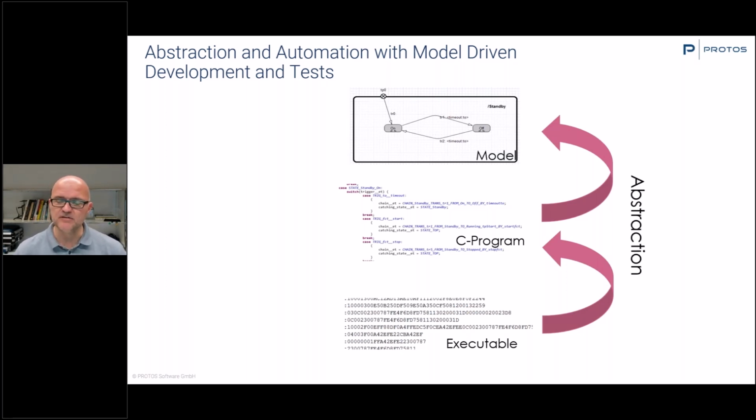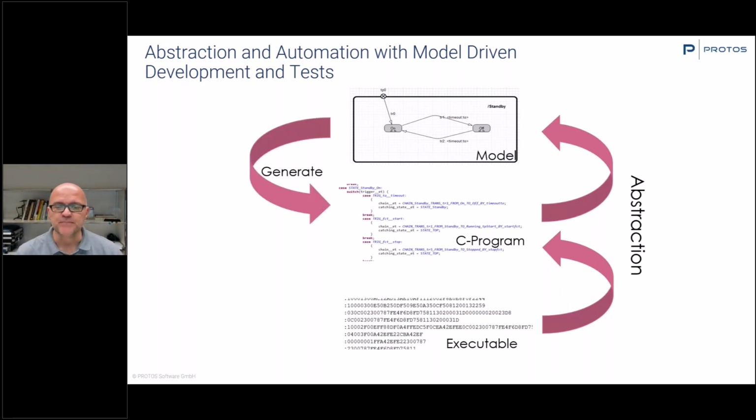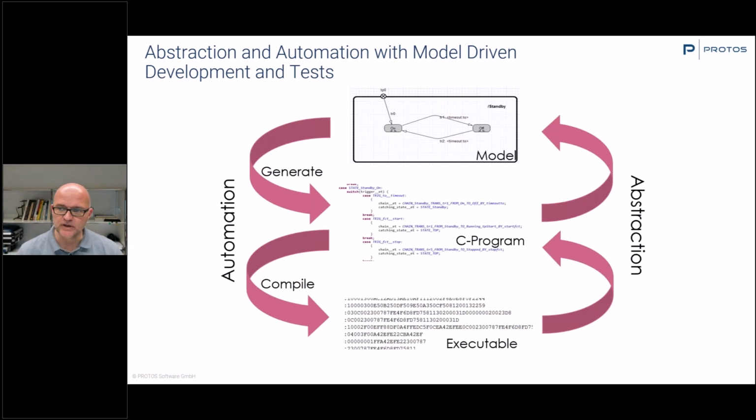The problem is, if you want to work on that abstraction level on a state machine, for example, then you need to create a C program or an executable. So a good way to do this is to generate the code from your model and then to compile the C program into an executable. So by that you get abstraction in the one direction and automation in the other. And that's an excellent way to work with model-driven development and tests.